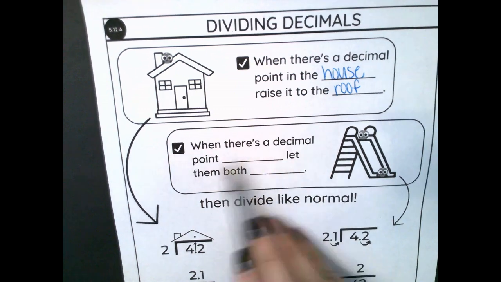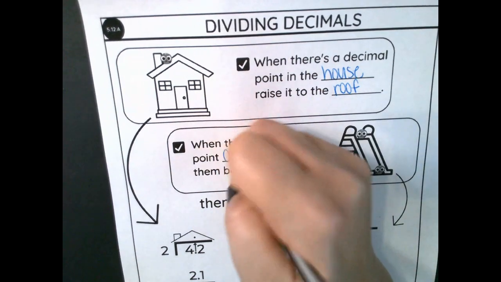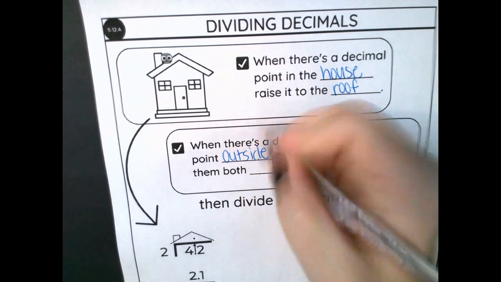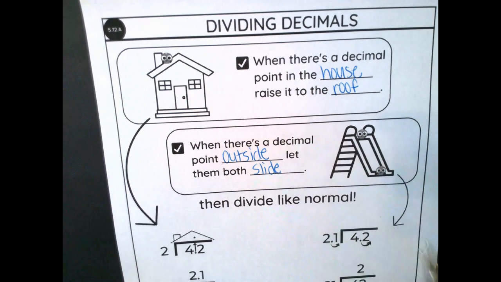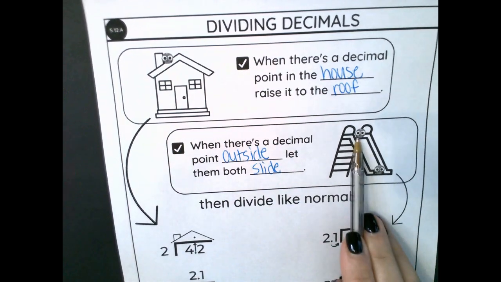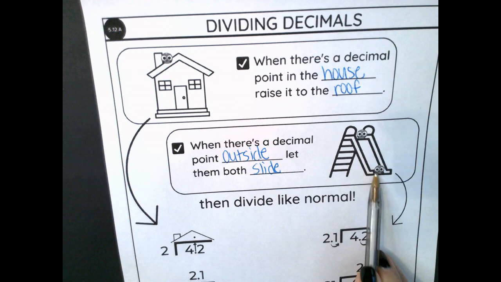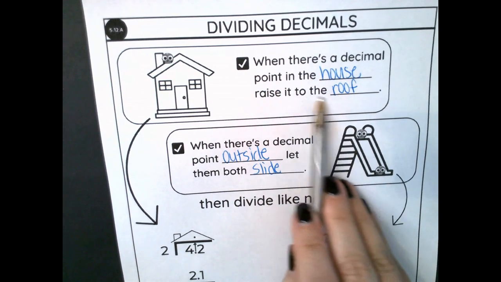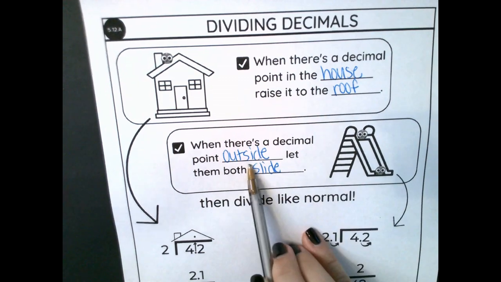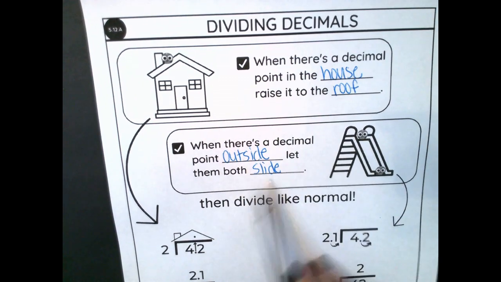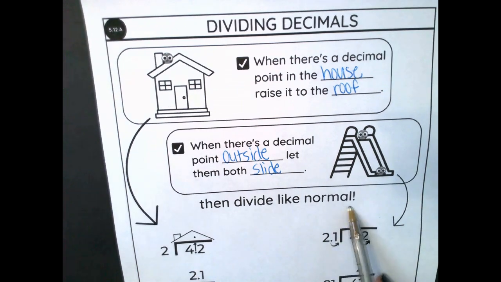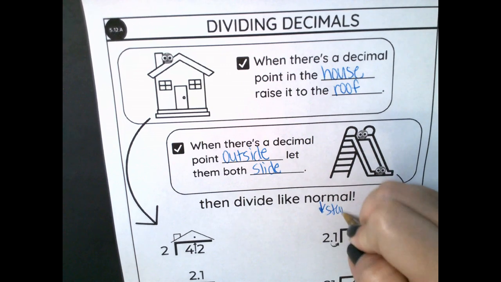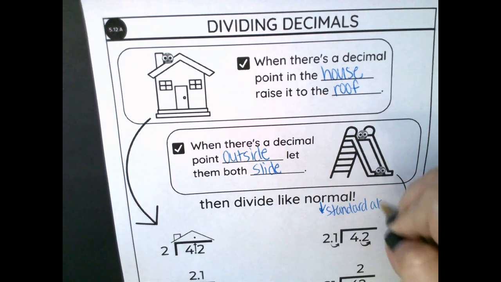And then when there's a decimal point outside, let them both slide. So you've got two decimal points that you are letting slide. So when there's a decimal point in the house, raise it to the roof. When there's a decimal point outside, let them both slide. Then divide like normal. And this means like our standard algorithm.